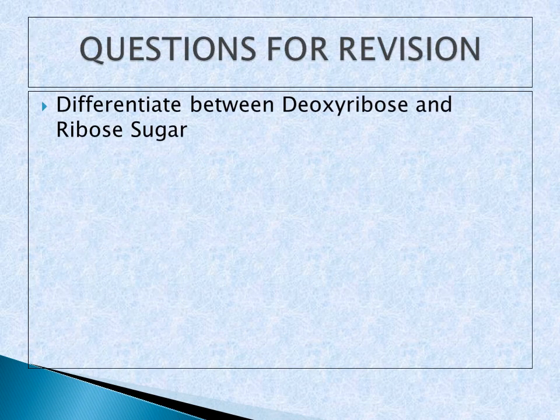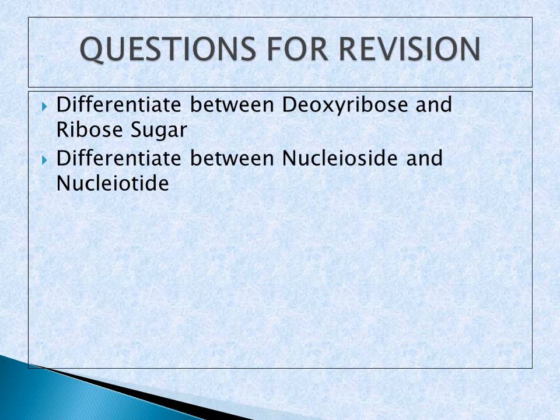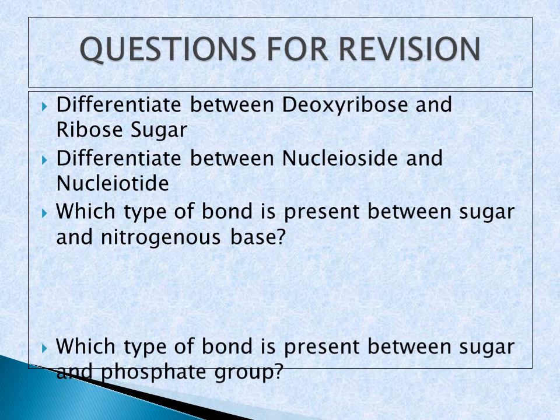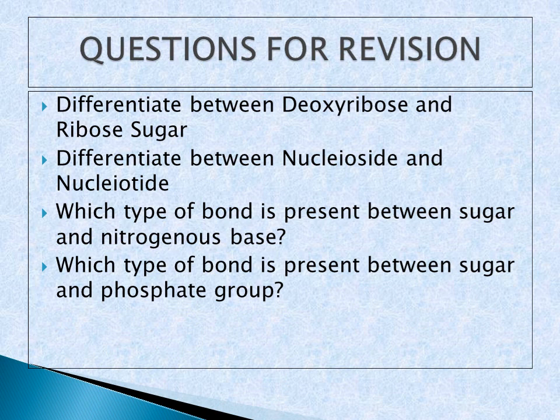Next are the questions for revision. First is, differentiate between deoxyribose sugar and ribose sugar. Second question is, differentiate between nucleoside and nucleotide. Third question is, which type of bond is present between sugar and nitrogenous base. Fourth question is, which type of bond is present between sugar and the phosphate group.